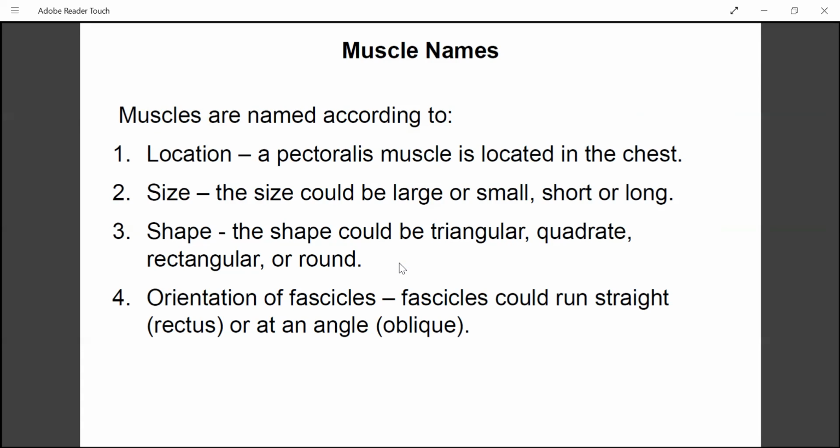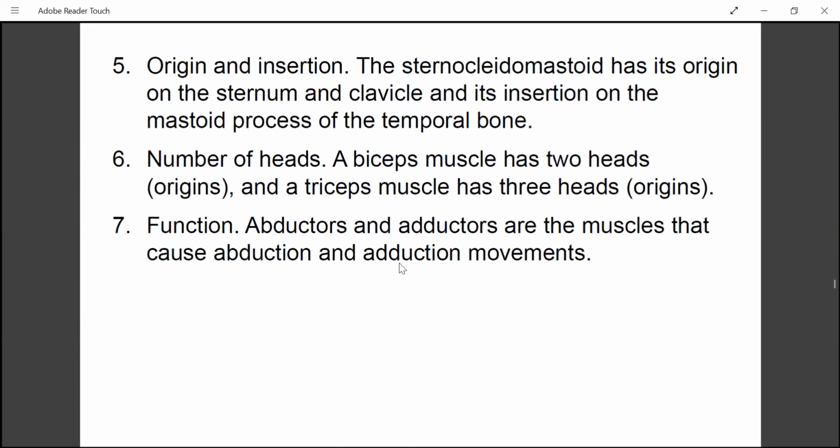The orientation of a muscle matters too. For example, your obliques in your abdomen run at an angle while your rectus abdominis runs straight up and down. They can be named for the origin and insertion. For example, your sternocleidomastoid or SCM is named for the different areas that it attaches. It can be named for the number of heads. For example, our biceps, bi meaning 2, has 2 different heads, while our triceps has 3 different heads. And then sometimes they're named for their functions, such as the abductor group and adductor group. So sometimes we just name them for their action.